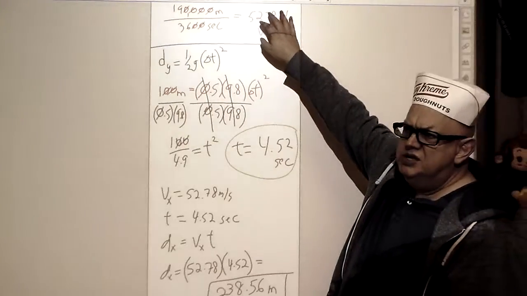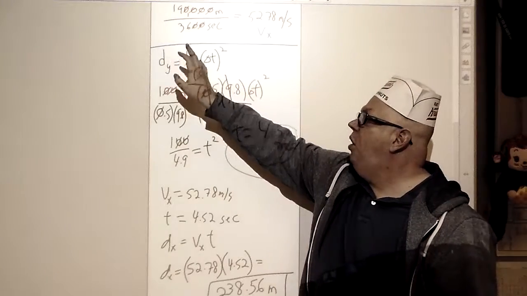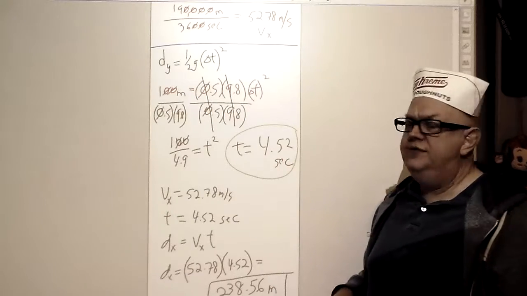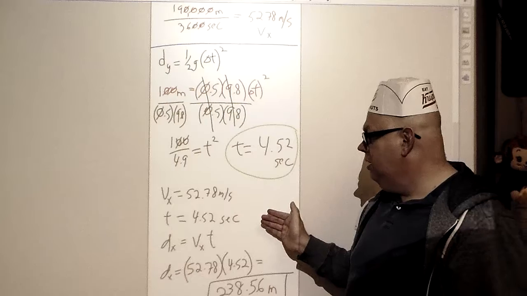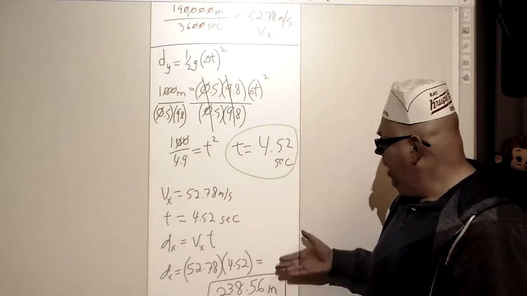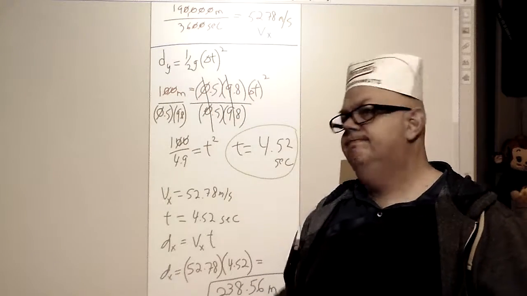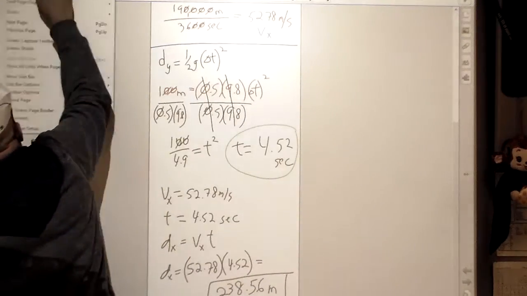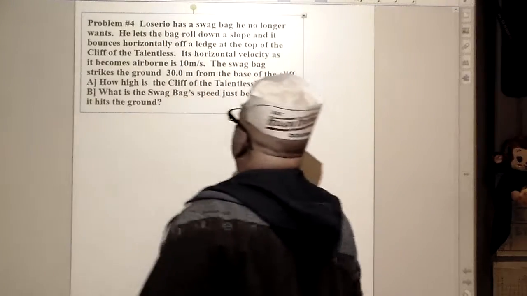So we changed the speed to meters per second. We had to find the time because we have the dy, we have our g. So we worked all that. We got 4.52 seconds. Then we were able to take that and plug that into our formula, dx equals vx times t, straight on through, and we got 238.56 meters. That's it. That takes care of one problem. I was asked to do another, so we're going to do another.